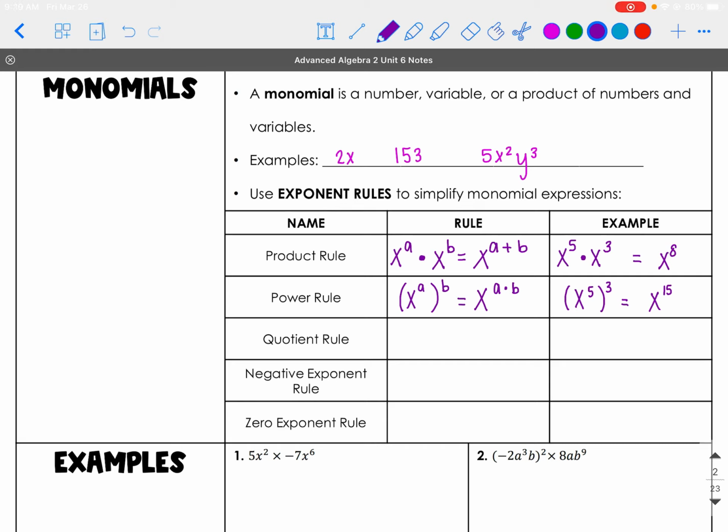The quotient rule, if I have x to the a power over x to the b power, we subtract, x to the a minus b. So for example, x to the 5th over x cubed, that would be x squared.